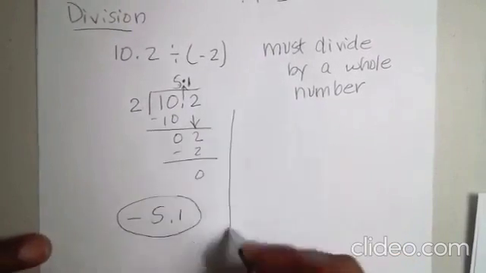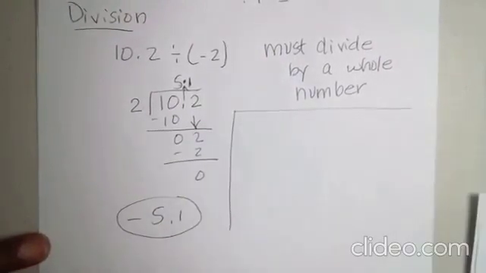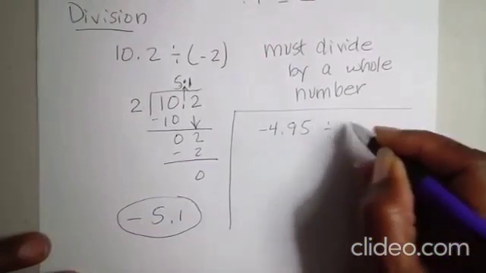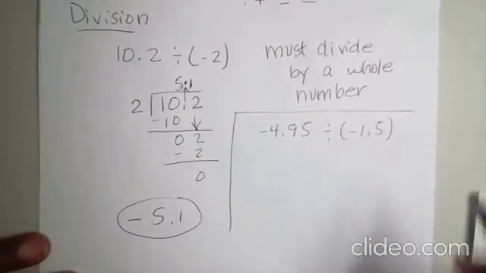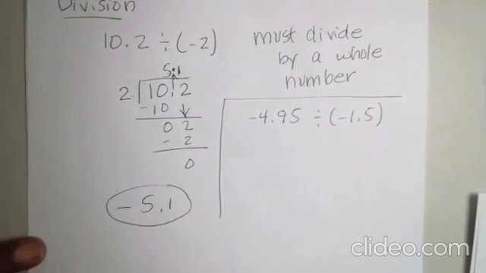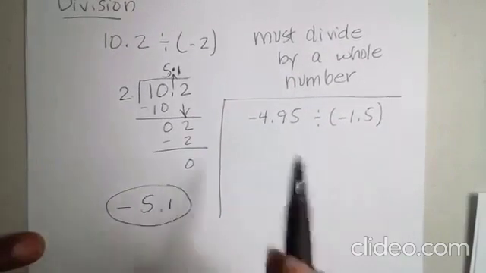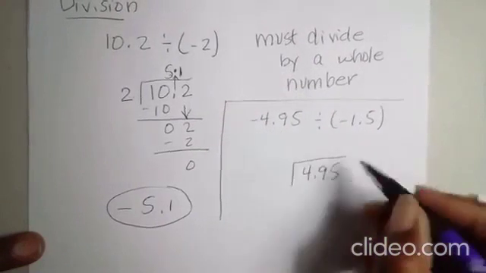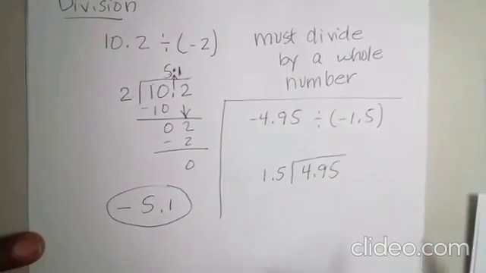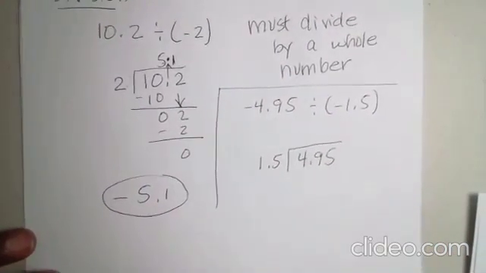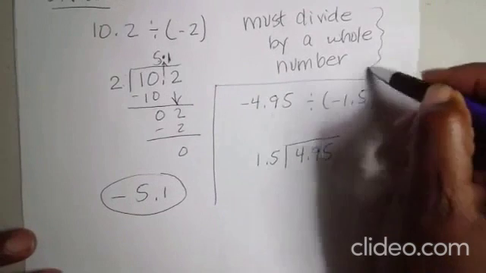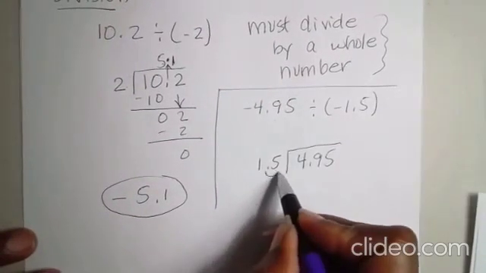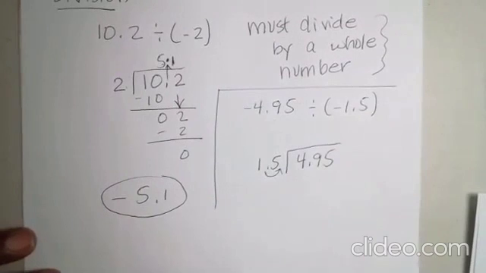So let's do one that has a decimal in the divisor. Negative 4.95 divided by negative 1.5. Okay? Again, we're going long division. The first number goes inside the house, as I tell my students. Well, we need to divide by a whole number, according to this rule up here. This is not a whole number, it's a decimal, so we need to move this one place to the right in order to make it a whole number.